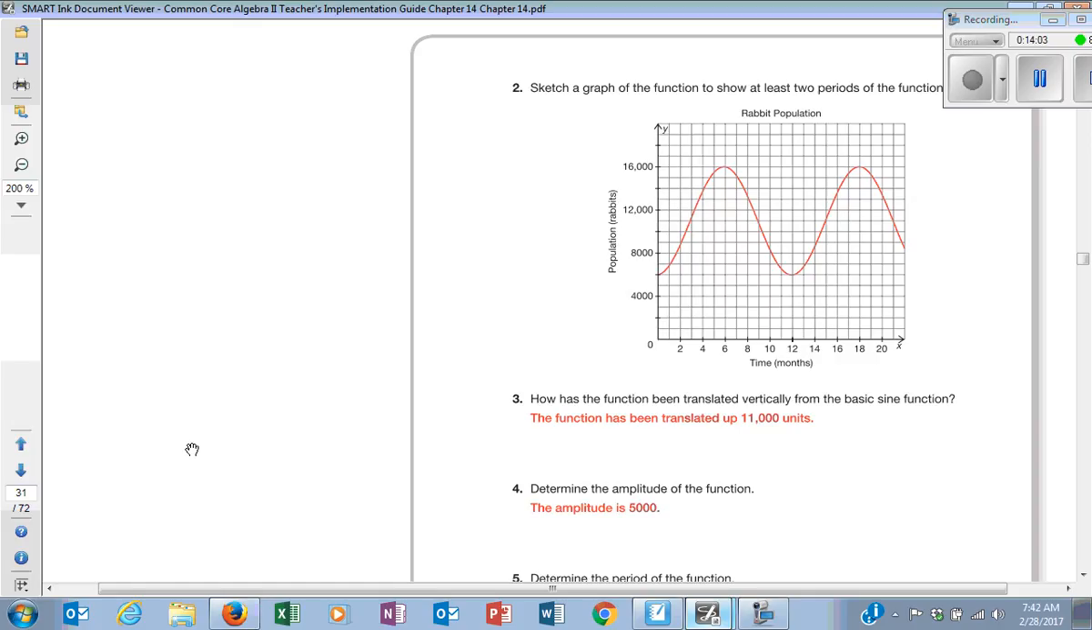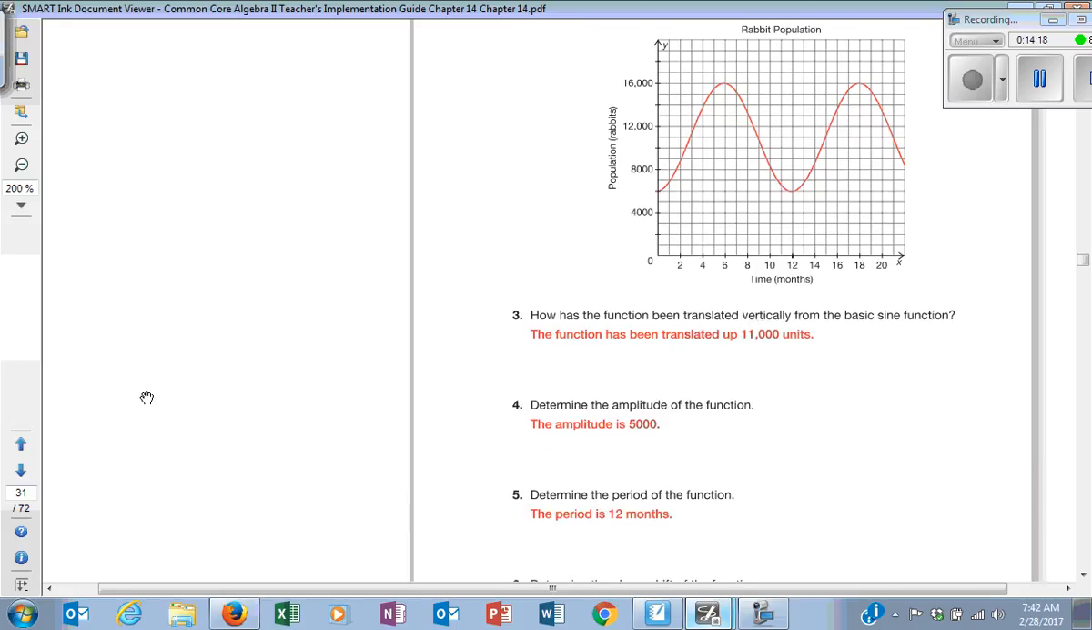Now, do I have a midline right here? Does everybody understand? I don't have a midline. Okay? So what I would probably do personally is I feel like it's hard. I don't understand why they asked this question. How has the function been translated vertically from the basic sine function? You do realize that it's gone up, right? Yeah. And actually, it's also gone over.